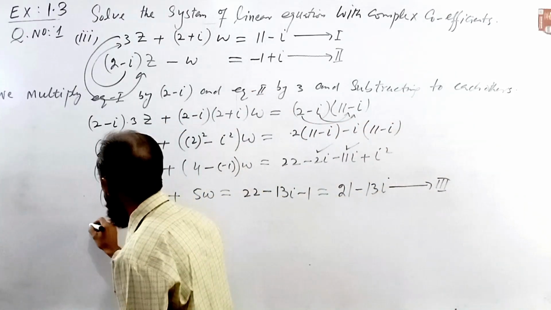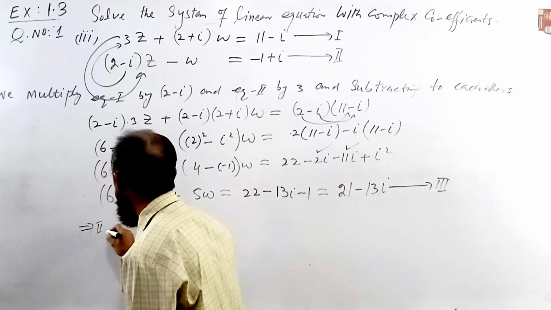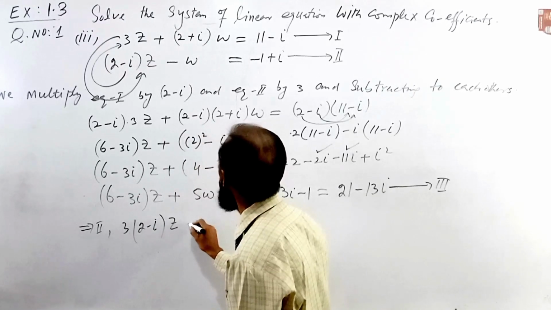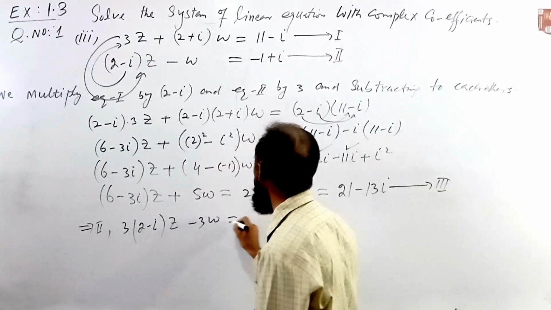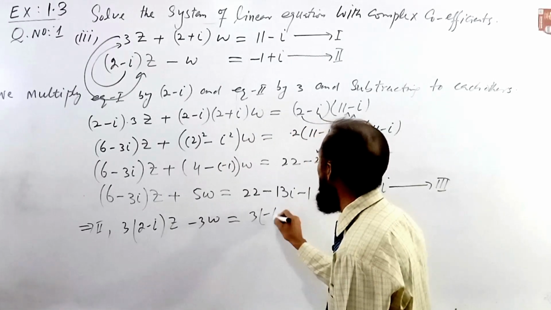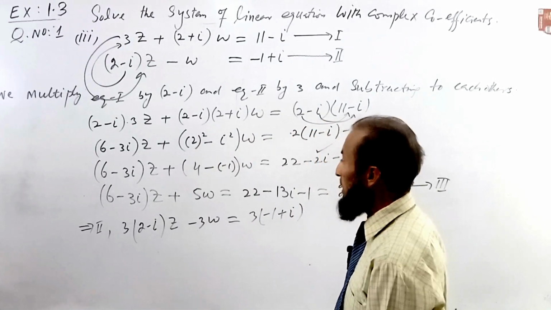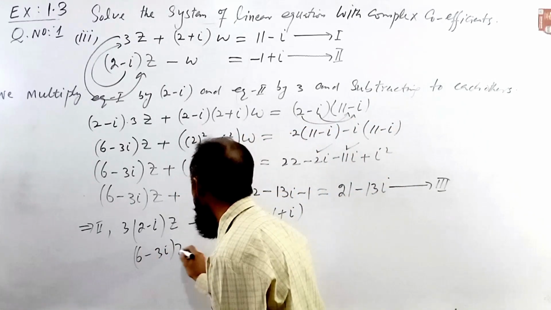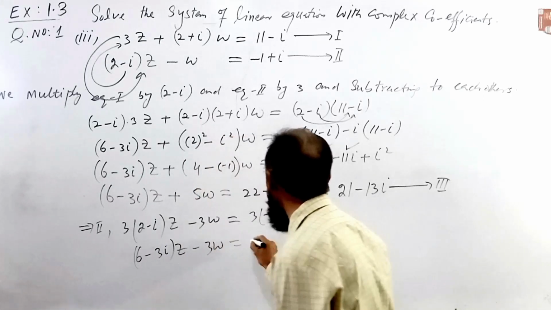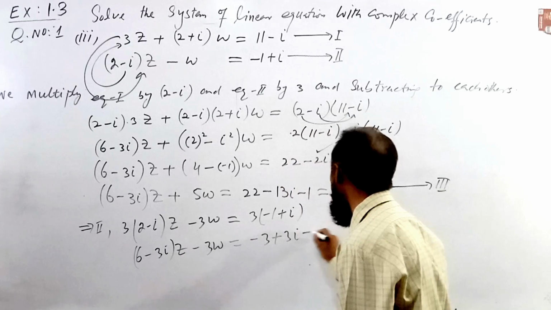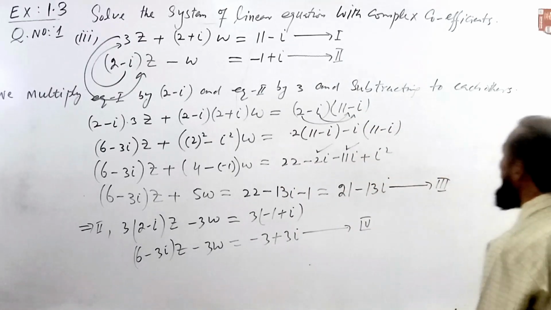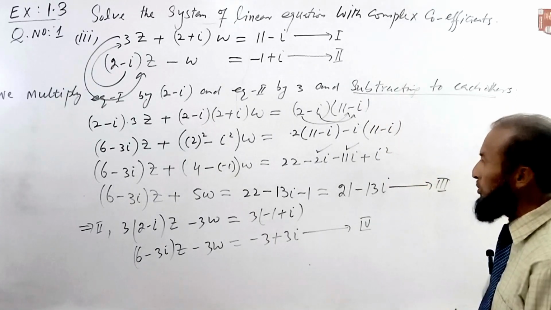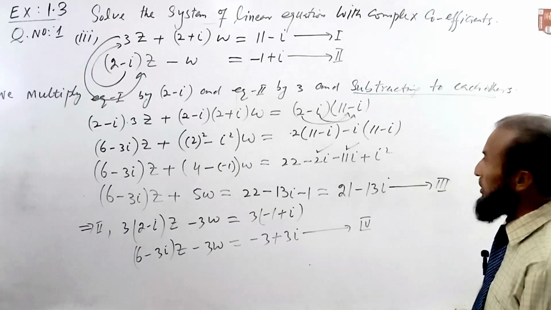So equation number second becomes 3 into (2 minus iota) into z minus 3w is equal to 3 into (minus 1 plus iota). First we simplify this one, we will get (6 minus 3 iota) into z minus 3w is equal to minus 3 plus 3 iota. Give equation number 4. Now we subtract these two, third and fourth equation.